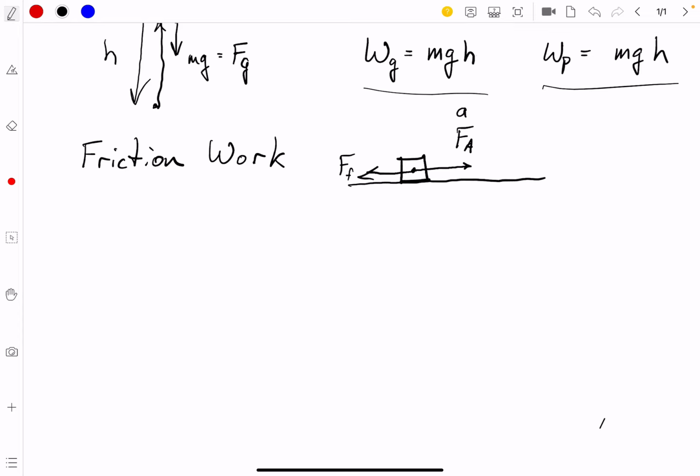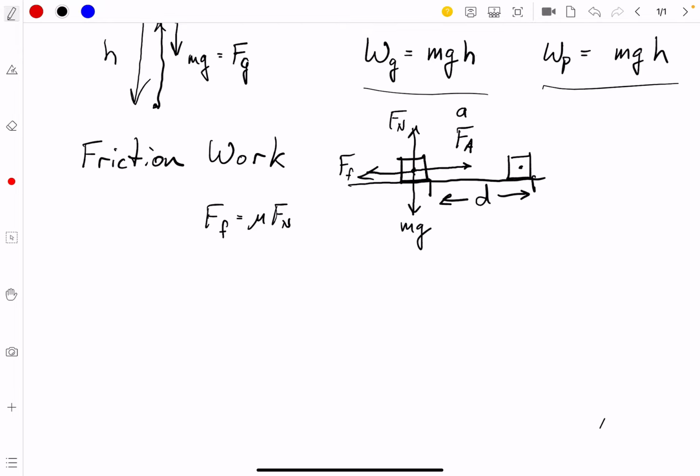And our friction, we already talked about, is equal to mu times the normal force. We can put the normal force here. And we can put our gravity force there. And we want the work of the friction. Well, the box moves from here to here. So we're going to call that distance d.